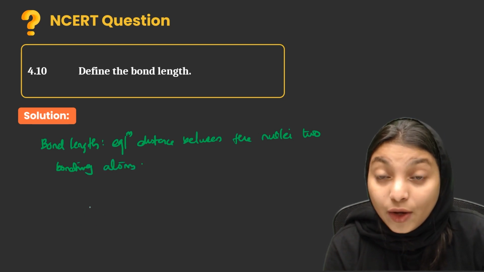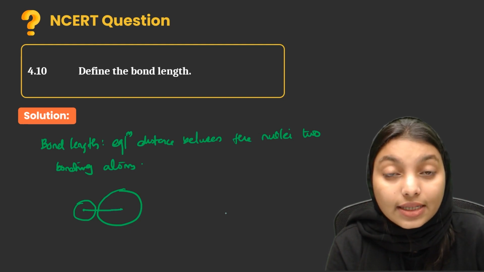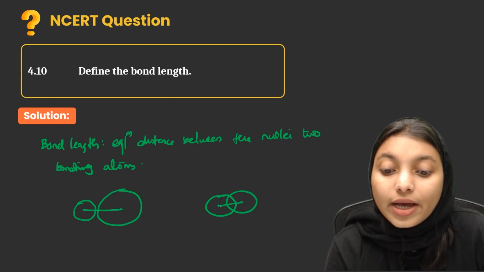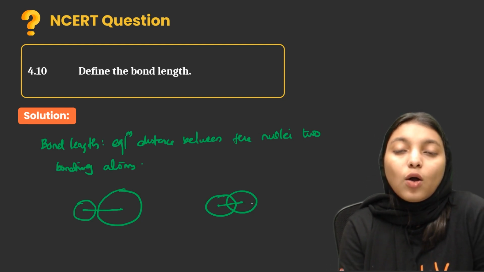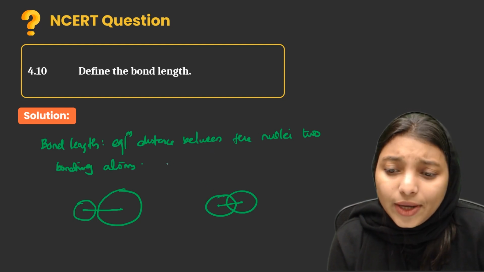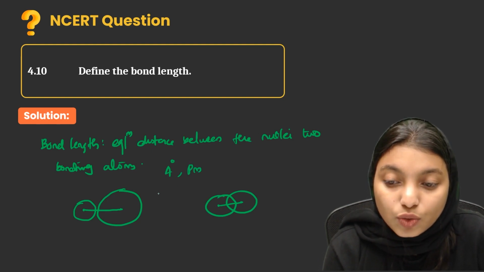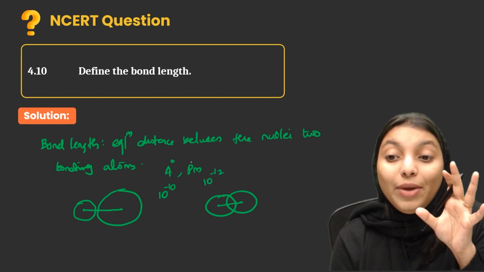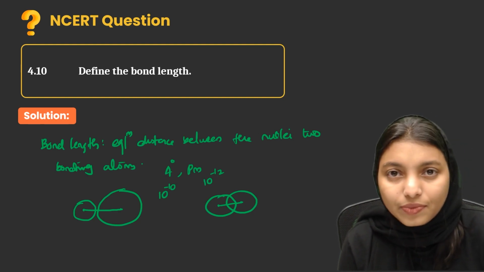So if I have an ionic compound where we have a cation and an anion, the distance between the nuclei of the cation and anion, we can say, is the bond length here. For a covalent molecule, the atoms share their electrons, and the distance between the nuclei of these two atoms is the bond length for the covalent bond. We measure them using the units angstrom and picometer, that is 10 power minus 10 and 10 power minus 12 meters. And we can measure the bond length by using X-ray diffraction or electron diffraction methods.